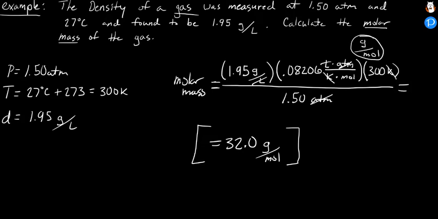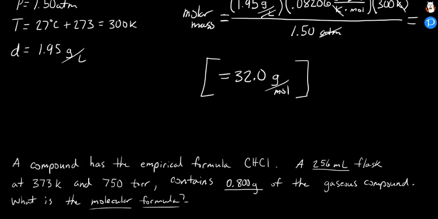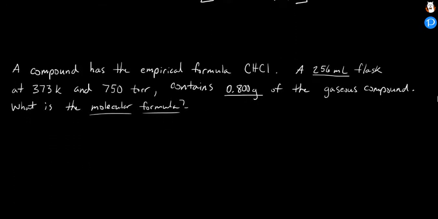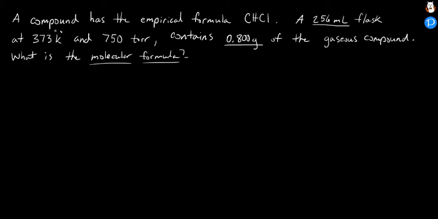All right, so that's a pretty simple example there. Now, like always, let's do a very cumbersome, long, and difficult problem. Okay, let's take a look at this one. Let's say that we've got a compound that has an empirical formula, CHCl. We have a 256 milliliter flask that's at 373 K and 750 torr. And it contains 0.8 grams of this gaseous compound. What is the molecular formula?